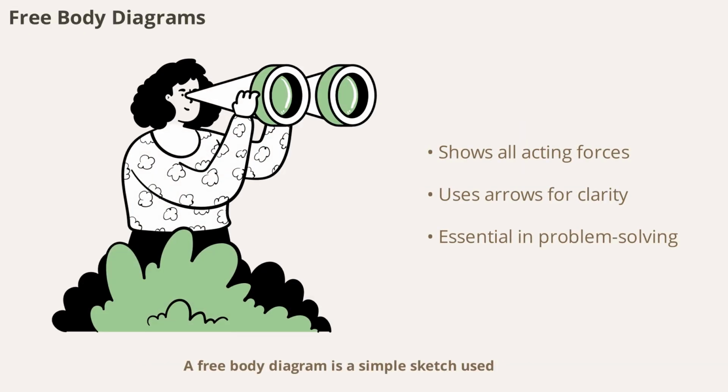A free body diagram is a simple sketch used to show all the forces acting on an object. By representing forces as arrows, these diagrams help us analyze situations and solve problems in mechanics. They're essential tools for students and engineers, making it easier to visualize and calculate the effects of different forces on an object.